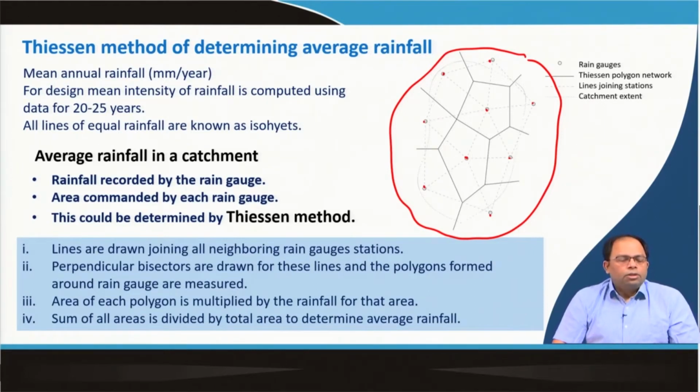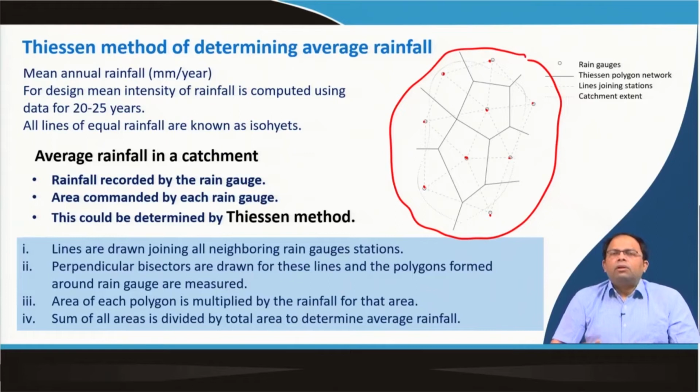For design, we usually look into the rainfall data for the last 20-25 years, and sometimes even more. Why? Because rainfall does not happen uniformly every year. Some years it is high, some years it is low. So, this amount varies, and sometimes the variation is pretty big, right?